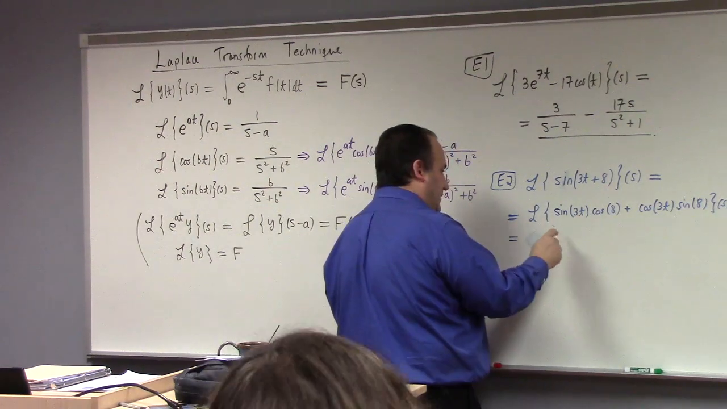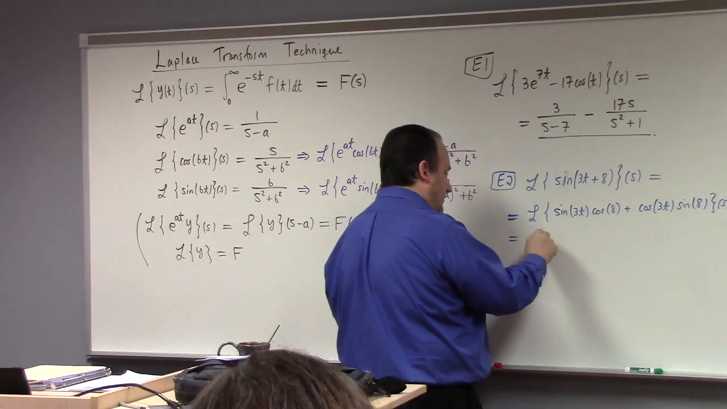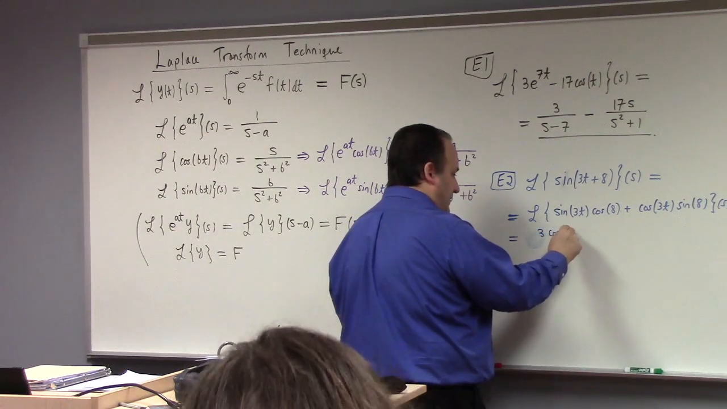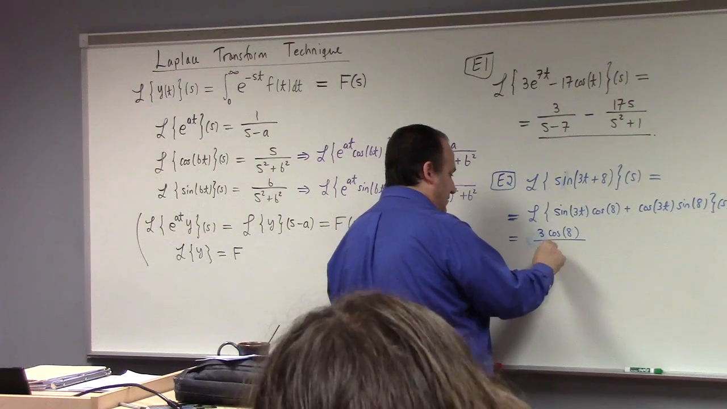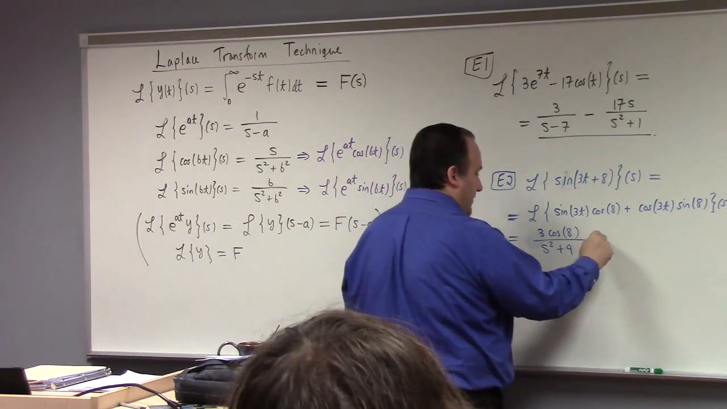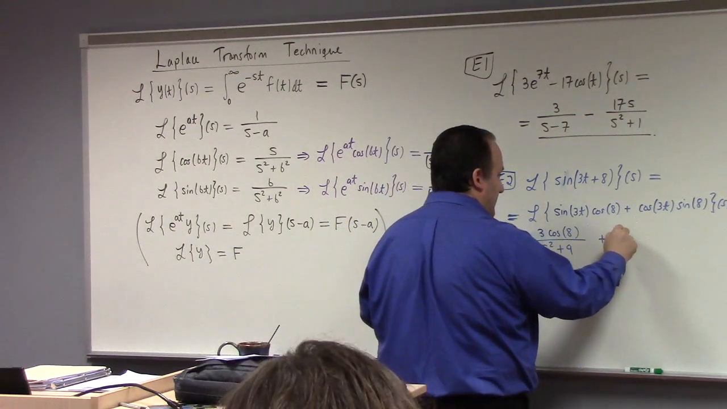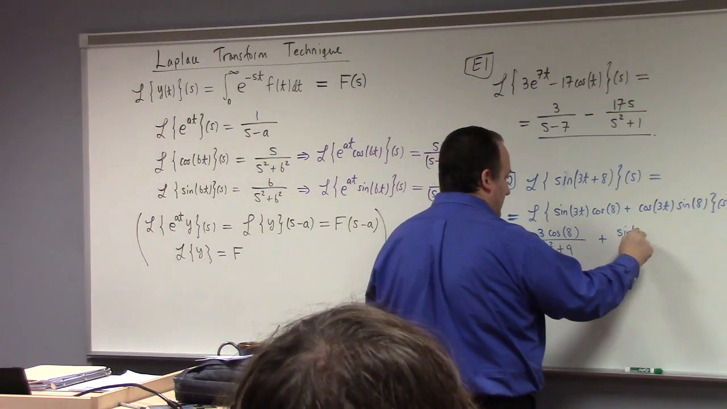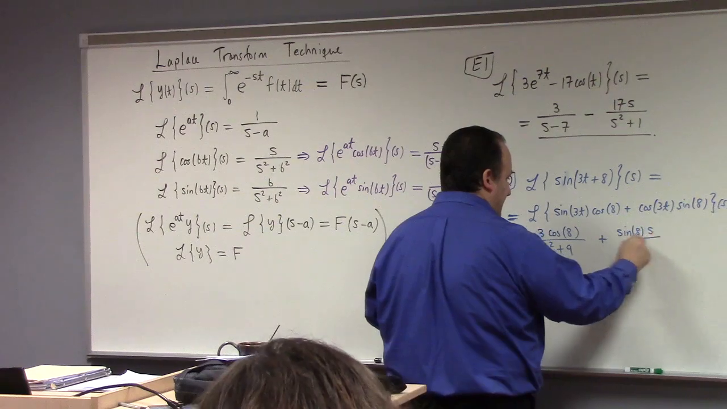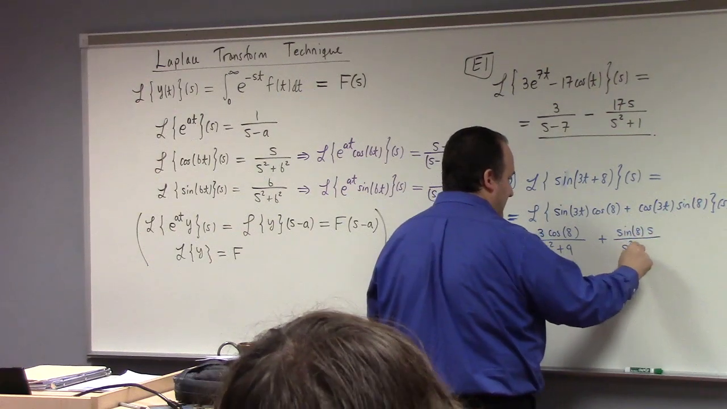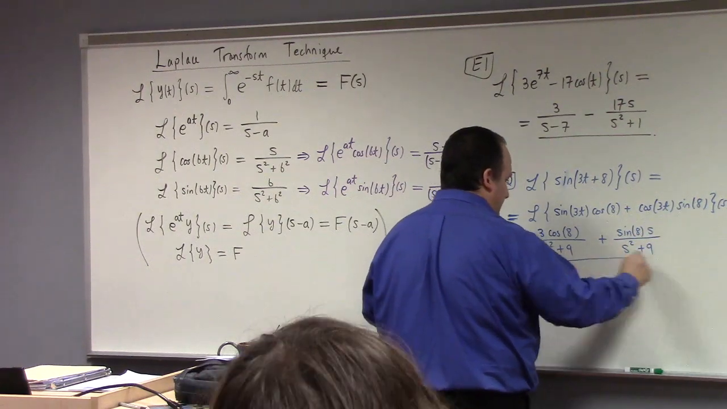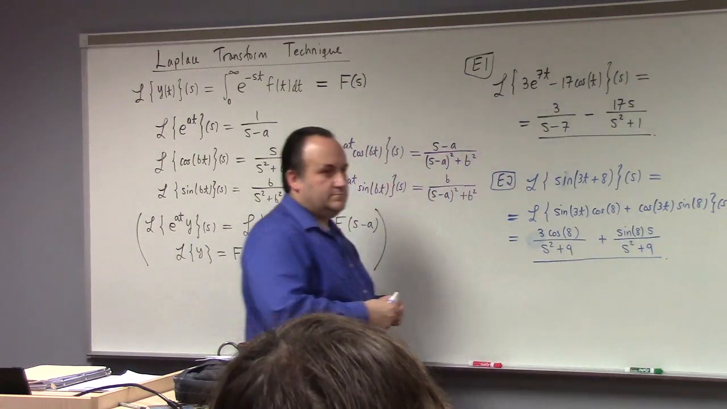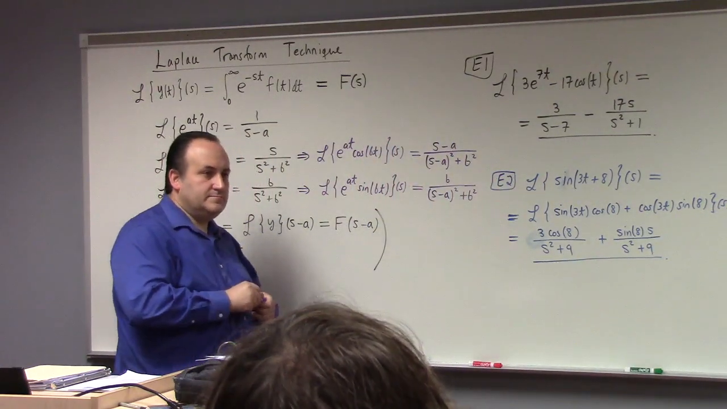This is 3 cosine of 8 over s squared plus 9 plus the sine of 8 times s divided by s squared plus 9. Do you guys follow? I hope.